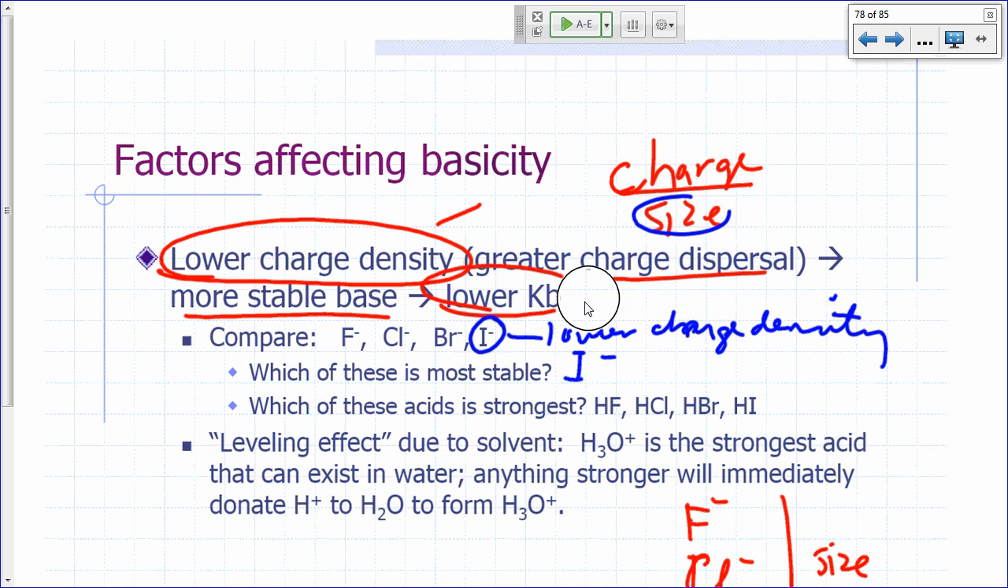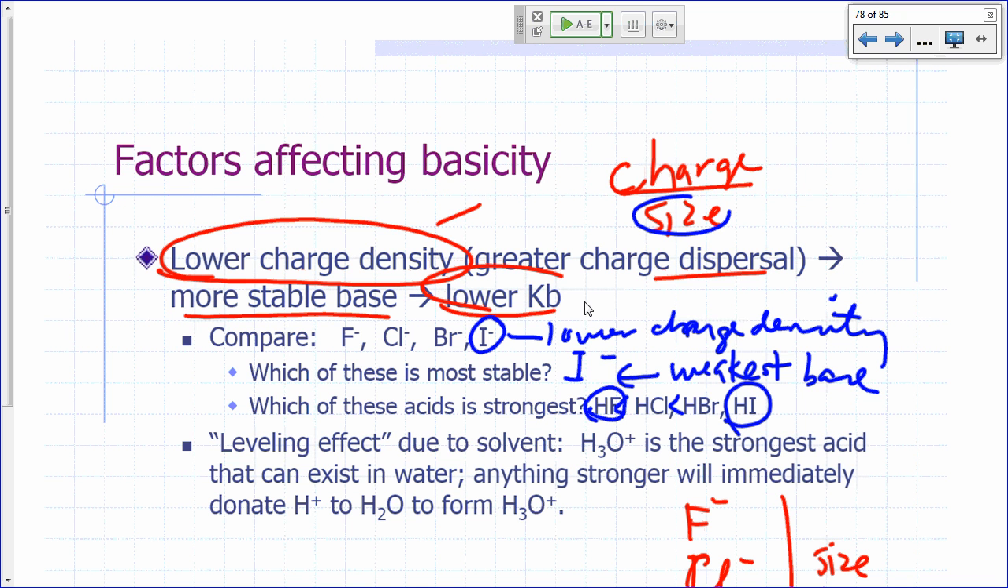Okay, lower Kb means what? Most stable means weakest base, right? And the weakest base will have the strongest conjugate acid, so HI. Okay, so in terms of acid strength, HI is the strongest. Which one's the weakest? HF.